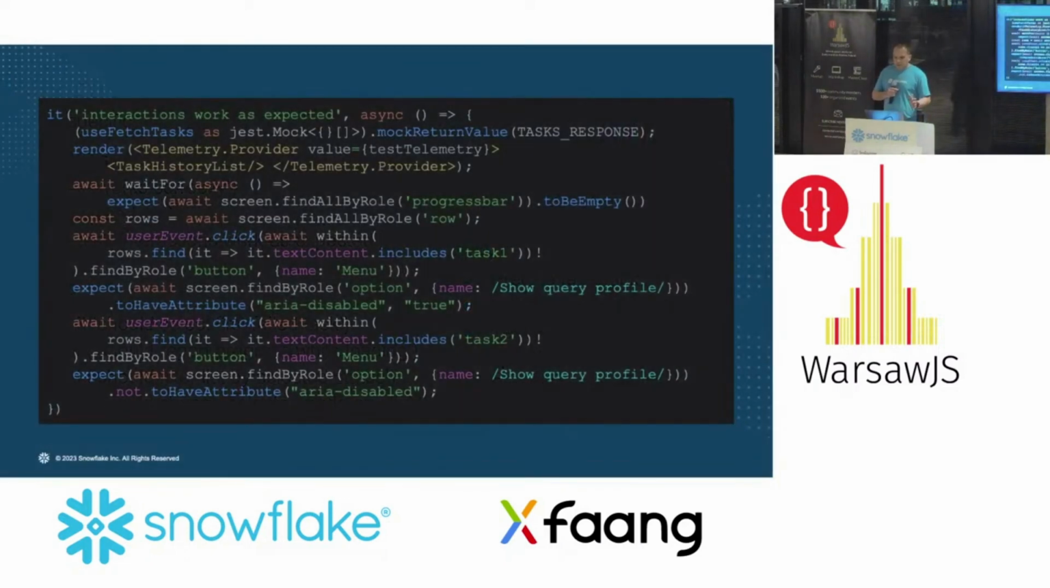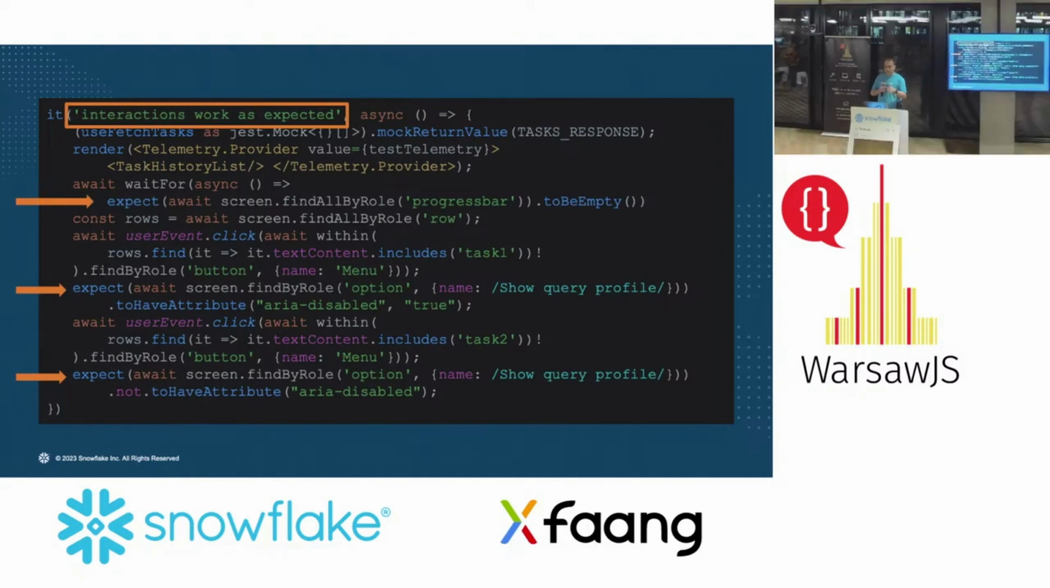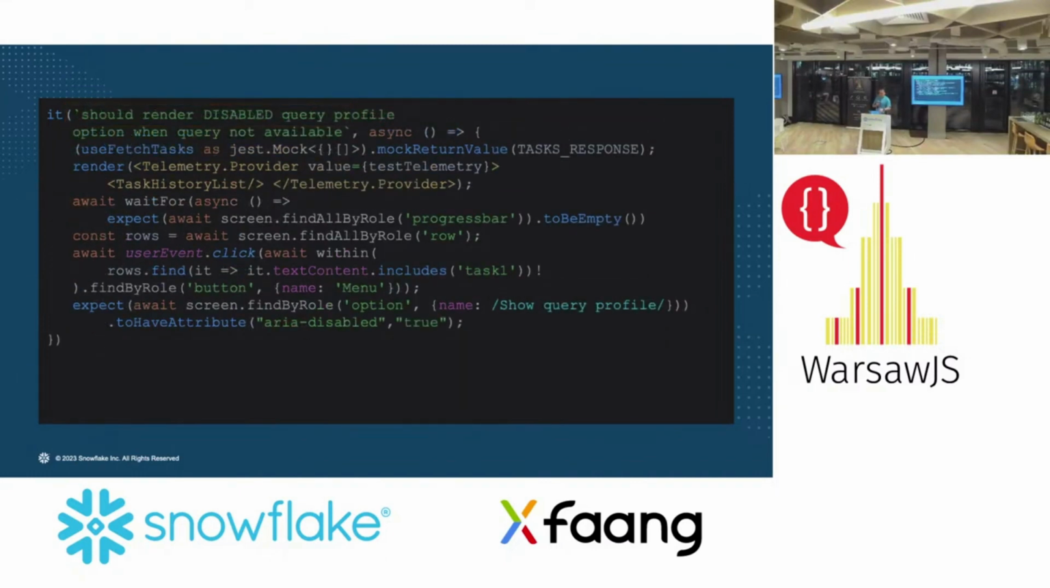So going back to the starting code, first of all, the name is too generic: Interactions works as expected. Second of all, skimming through the code, I see 3 expect assertions. One is a kind of technical one. One is checking if one row has a disabled query profile option. The other one is enabled. So I would keep it more focused.